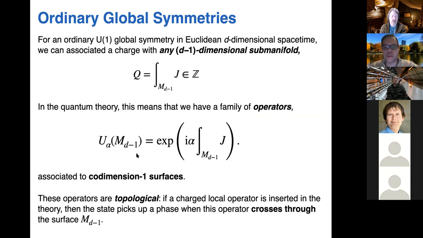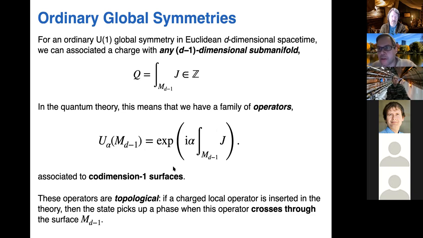There's a whole family of operators which are associated with elements of the gauge group. So if my gauge group is U(1), my elements of the gauge group are of the form e to the i alpha. So I have some family of operators labeled by alpha and labeled by the slice of spacetime I'm integrating over. And these take the form of e to the i alpha integral of the current. And these operators have the property that they're topological. And so in this language, that's really one of the defining features of a global symmetry: it's associated with a family of topological operators.